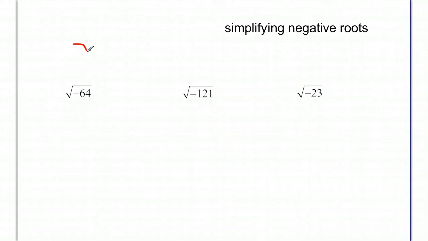Let's take a look at simplifying negative square roots. Whenever you have a negative under the square root, what you always need to do is replace the negative sign inside with an i outside. And the reason is that we decided that since we can't take the square root of negative 1, the square root of negative 1 is going to be equal to this imaginary number. We're going to call this imaginary number i.